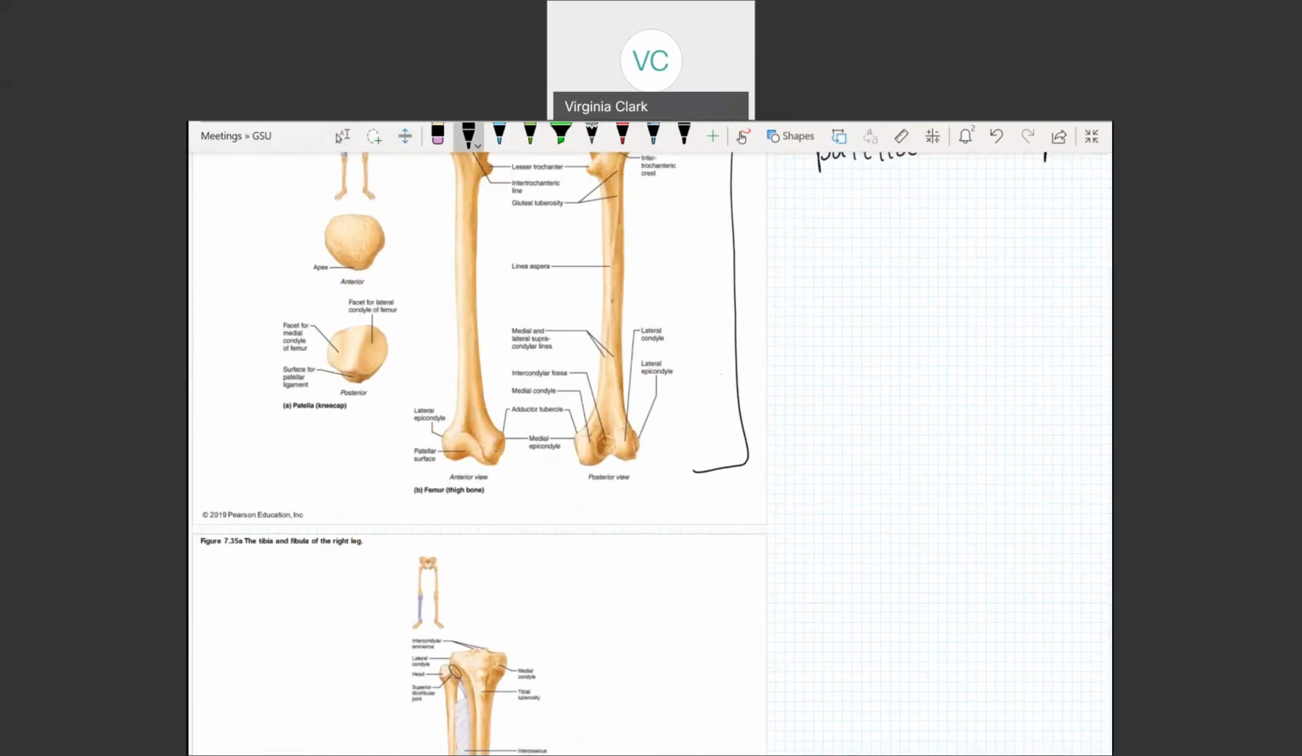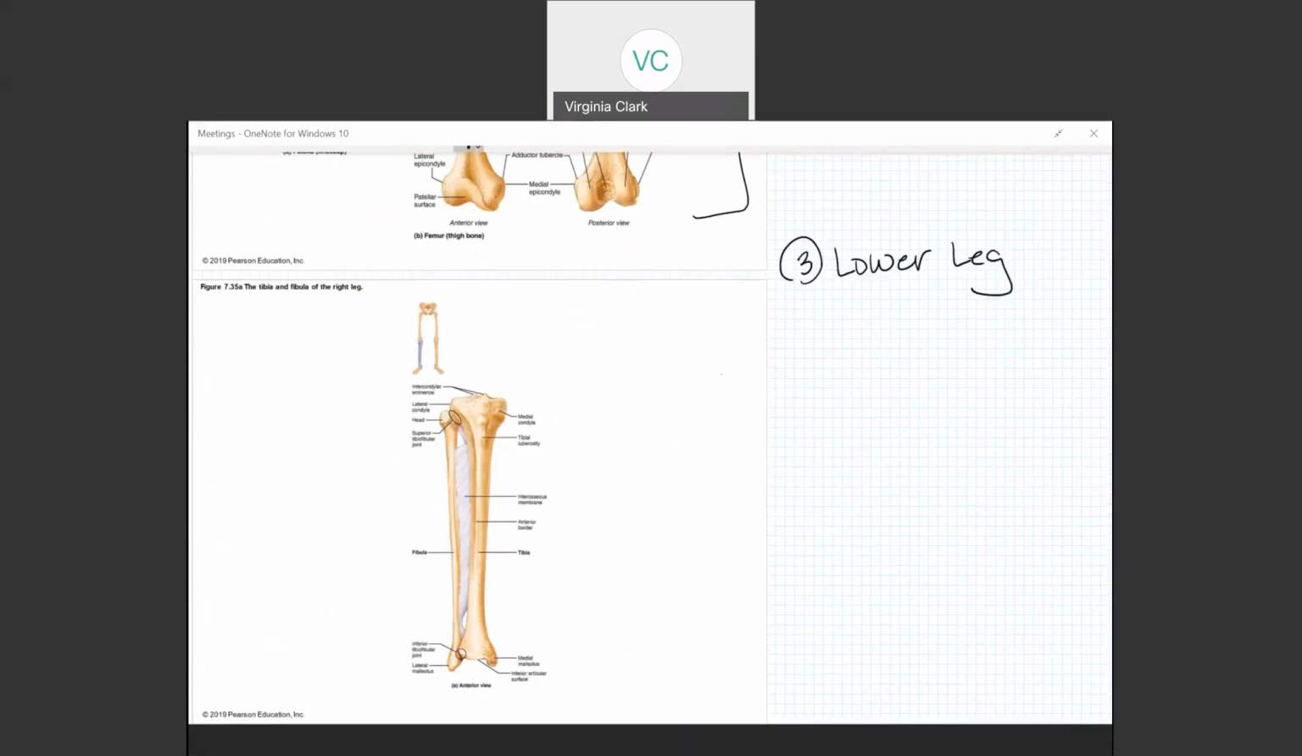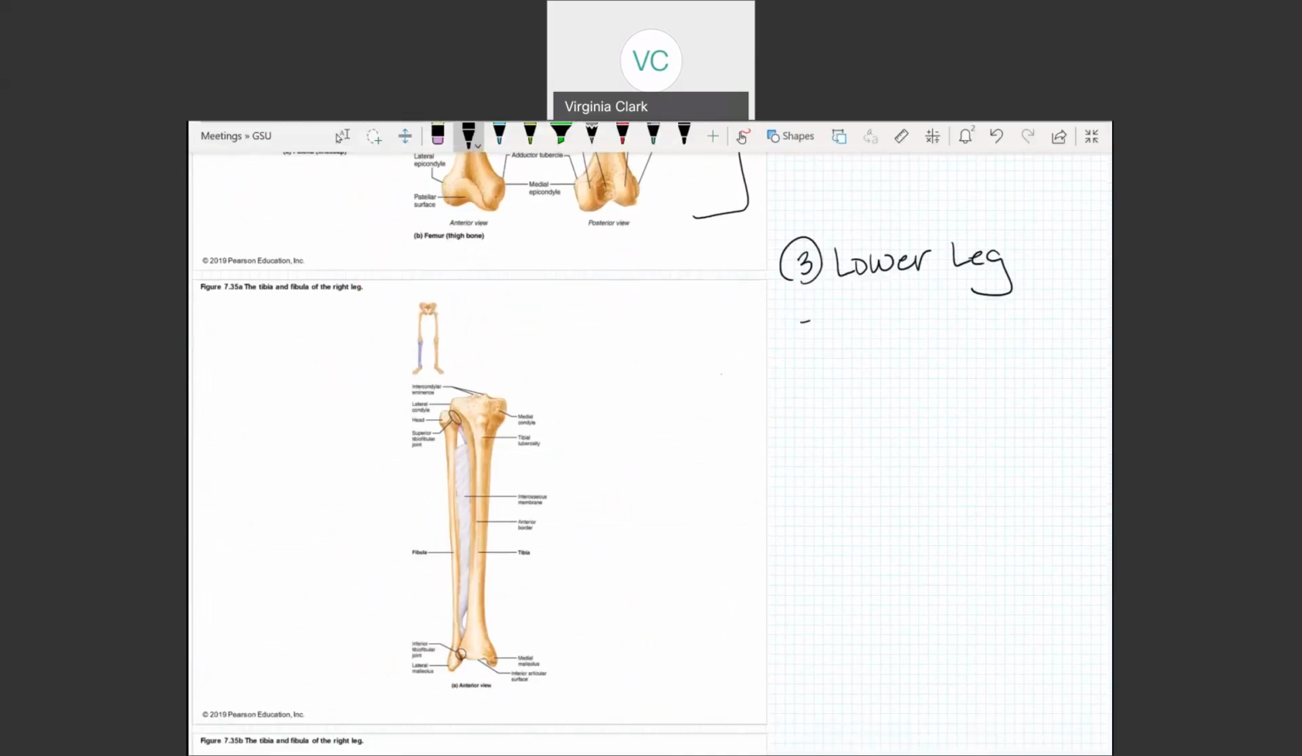And now we're going to do your lower leg. When we're looking at the lower leg, it is also going to be made up of two bones. You will have your tibia. Your tibia is going to be the medial bone. This is also going to be the larger one. And then you have your fibula, and your fibula is going to be the lateral, also the smaller bone.